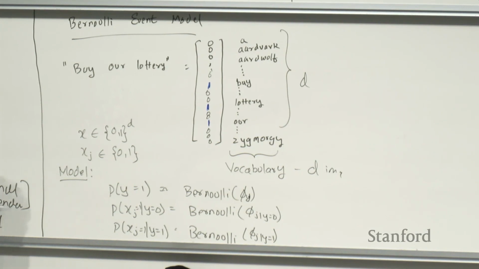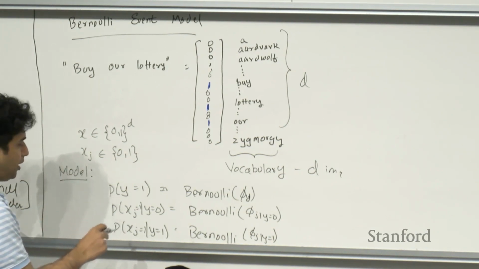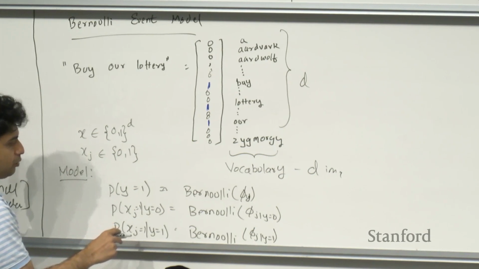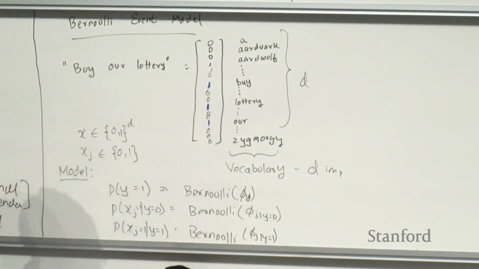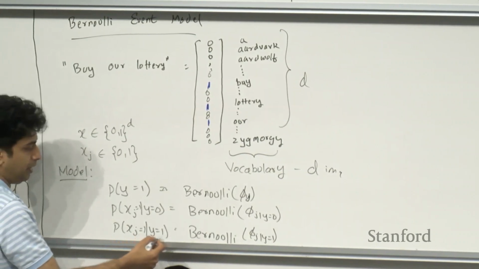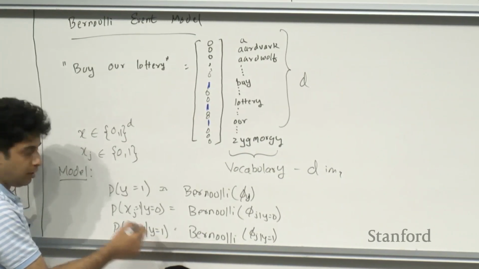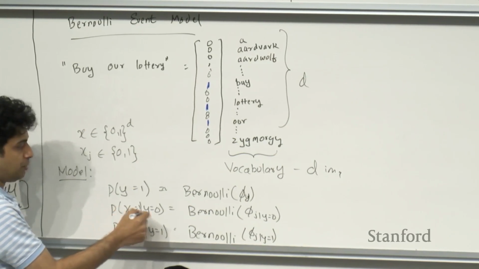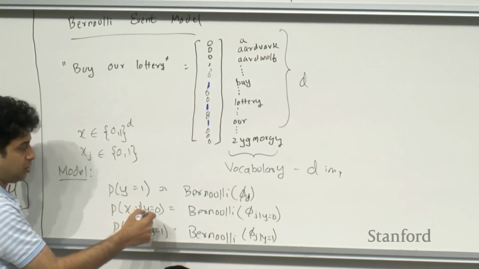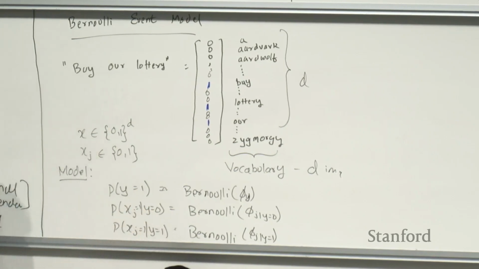So what this means is, what's the probability that the word corresponding to the index j will show up in an email that is spammy, and this tells you what's the probability that a word indexed by j shows up in an email or text message that is not spammy. This question.